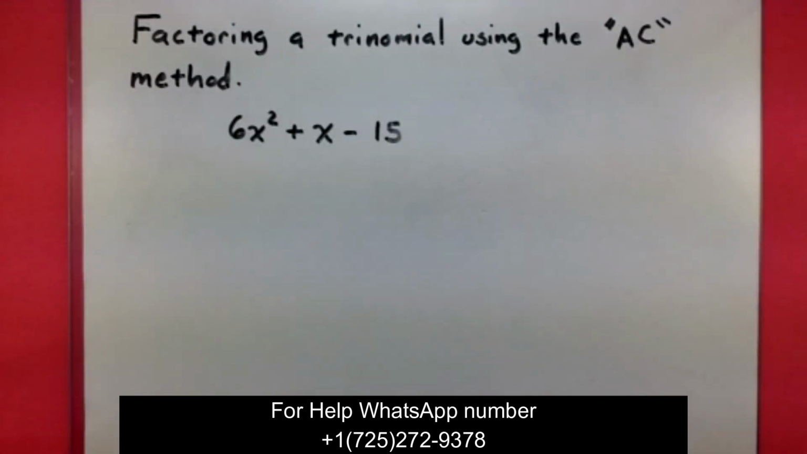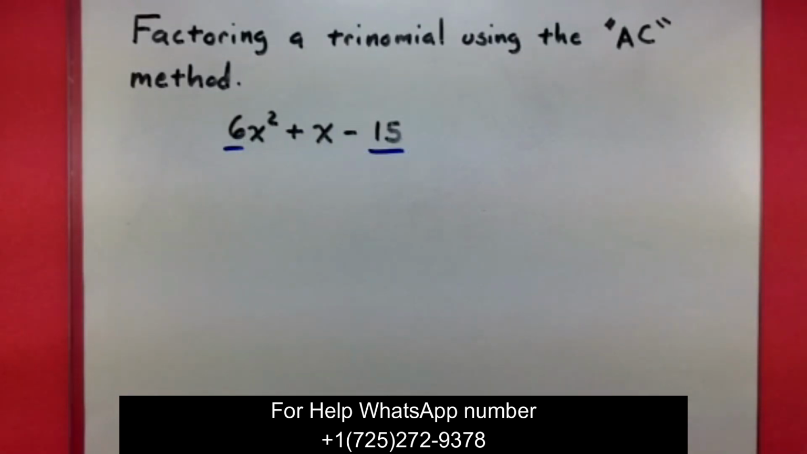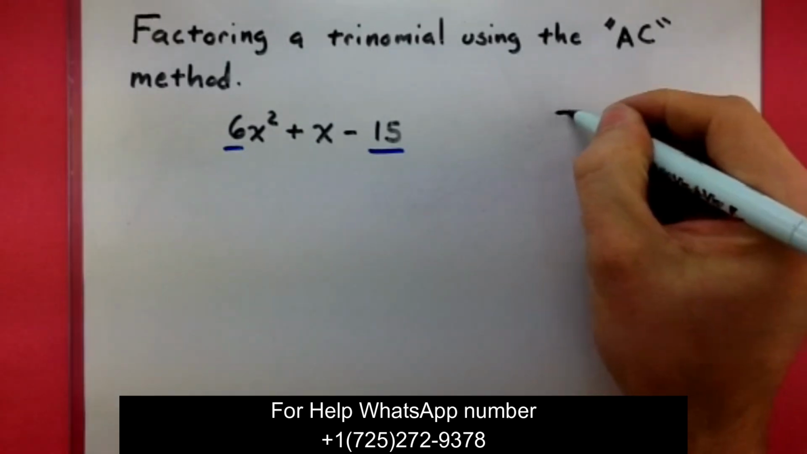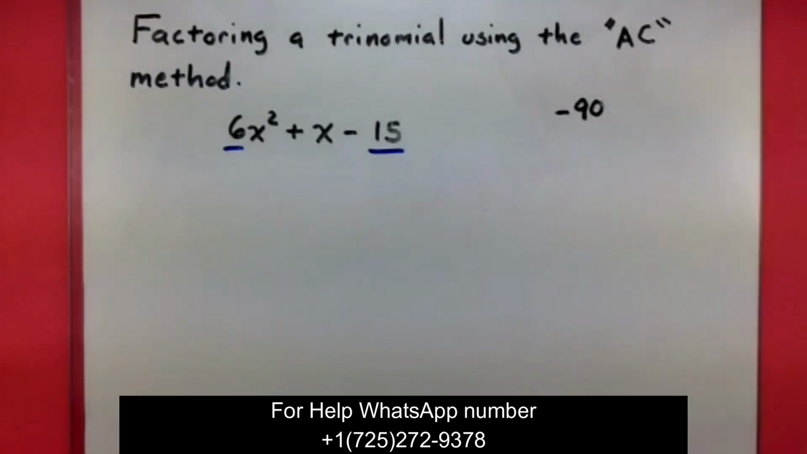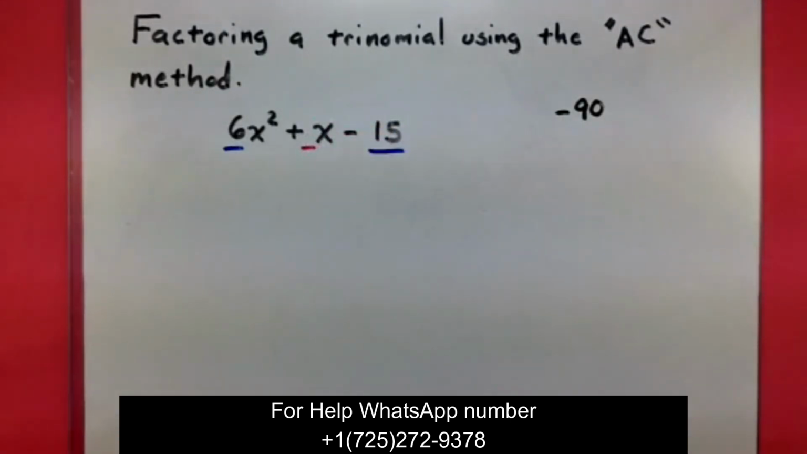The first step to the AC method is to multiply the a and c coefficients together. That'd be the 6 and the negative 15. So 6 times negative 15 gives me a negative 90. Now what I want to do now is search for two numbers that multiply to negative 90 but add to my b term. Now what's my b term? It's basically the coefficient of the middle term.